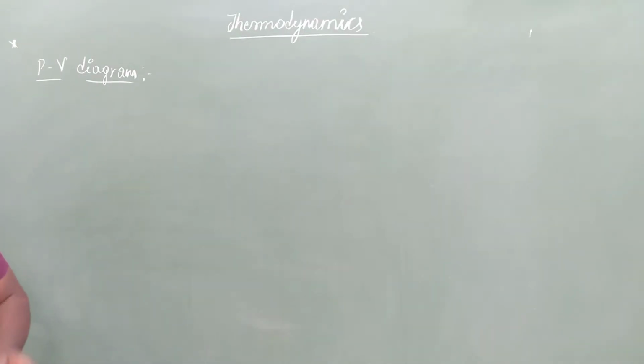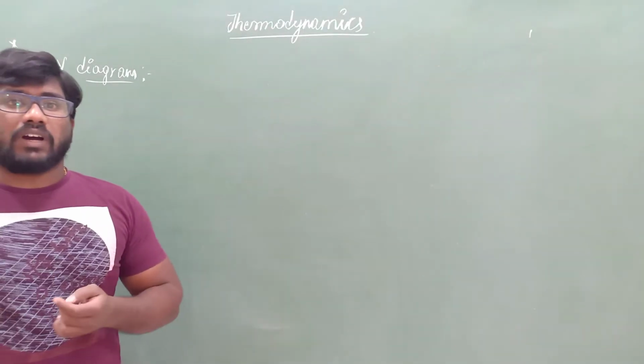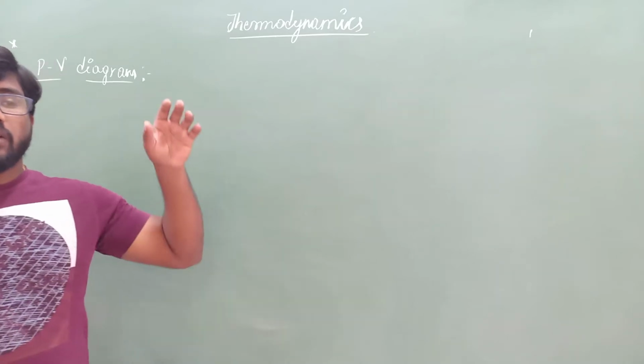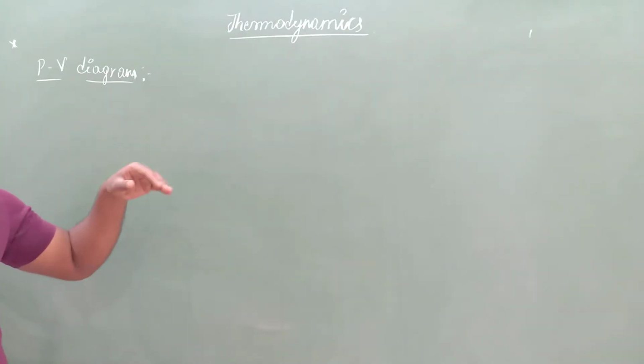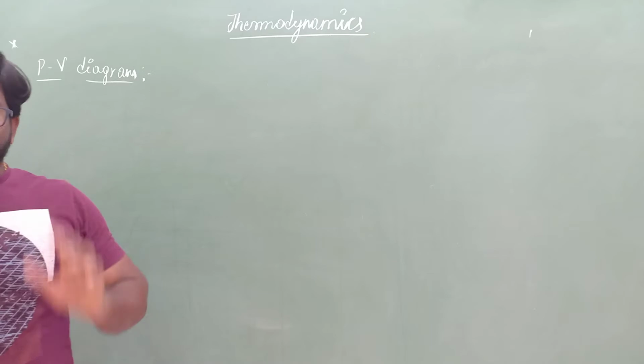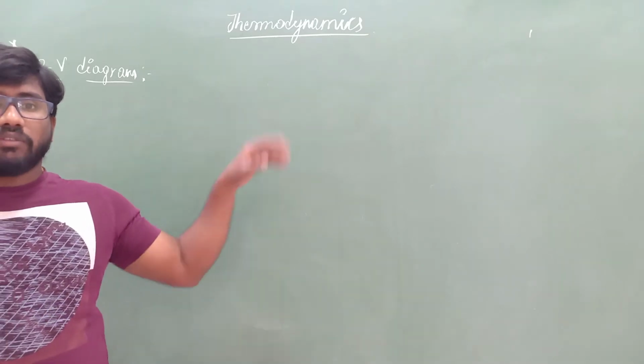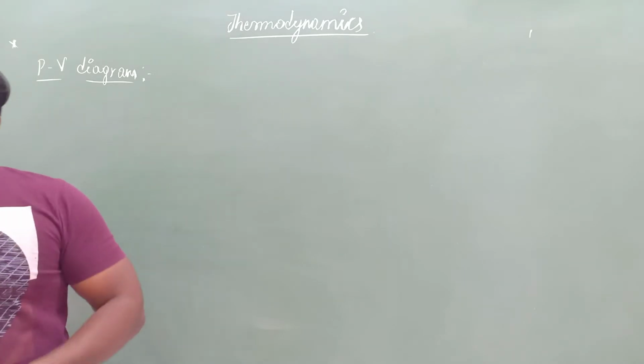So how is it, sir? What will be the kind of curve that we are supposed to get if a system's work done is under isothermal process? Okay, so that is what we are going to represent here in this graph. That is what we call as PV diagram.